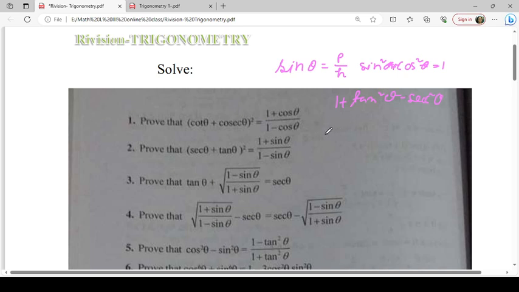So if we see this number 1, cot theta plus cosec theta whole square, then cot theta we can write as cos theta by sin theta plus 1 by sin theta. Left hand side is this, then whole square. Then the denominator square, its LCM is sin square theta. Then the numerator will be 1 plus cos theta whole square.